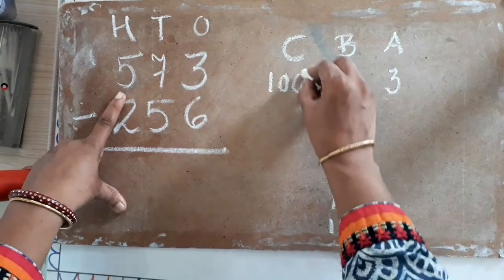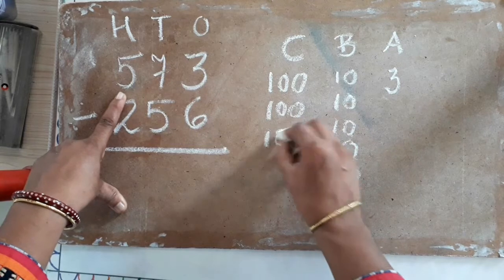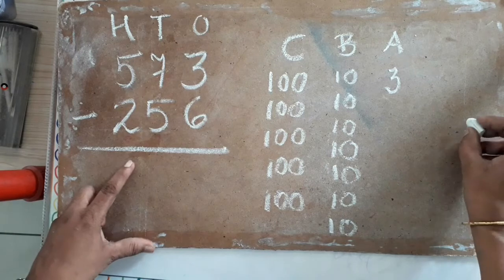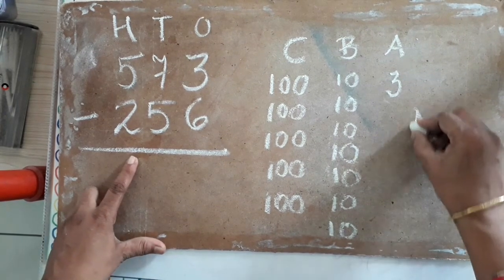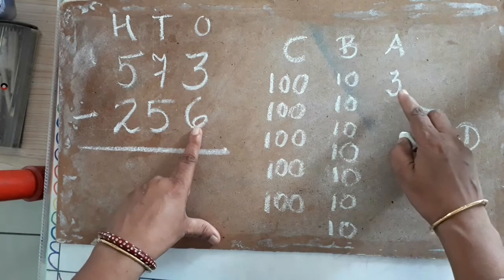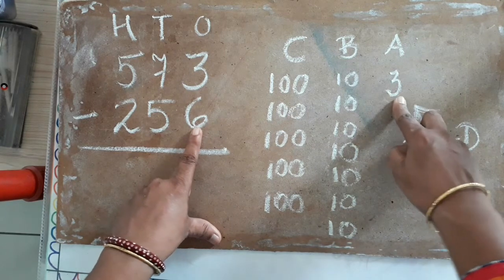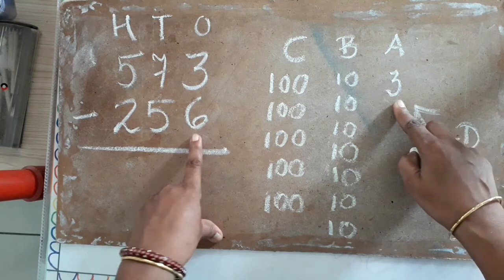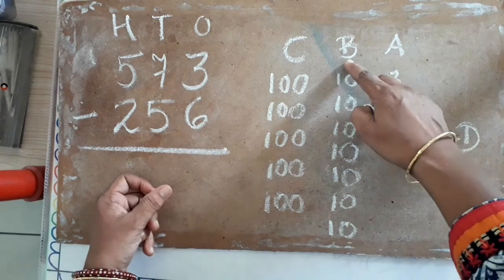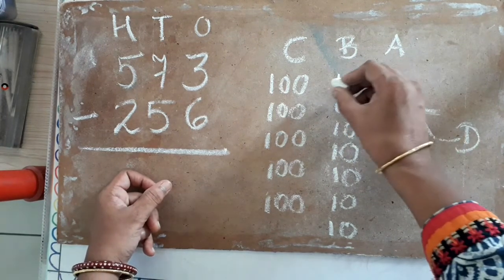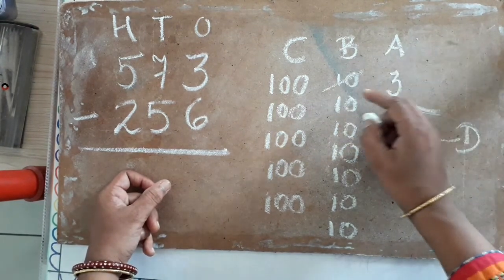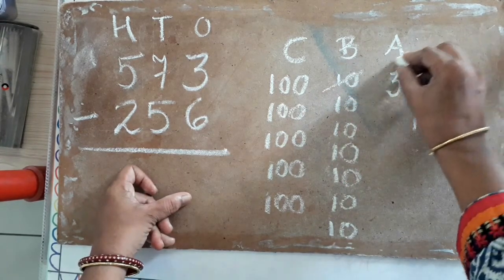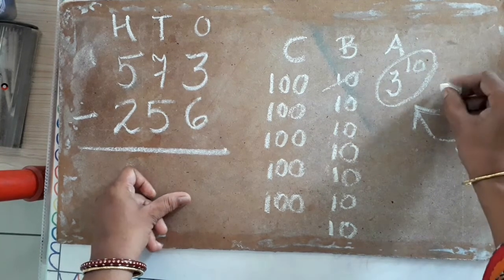So this is 100, second, third, fourth and fifth 100. Okay. Now person D approaches person A and asks for 6. Now as A is having only 3, he is unable to give 6. So he approaches person B and requests to give 1 bundle to him. So now as B has given 1 bundle to A, instead of 3, he is now having 13.